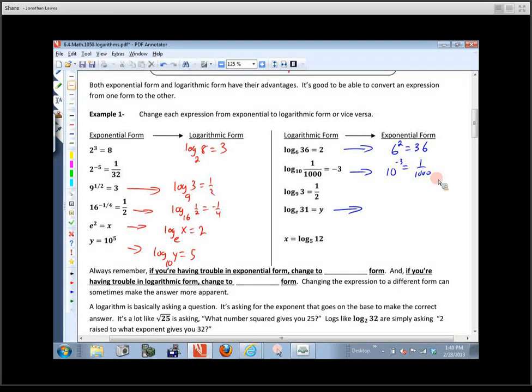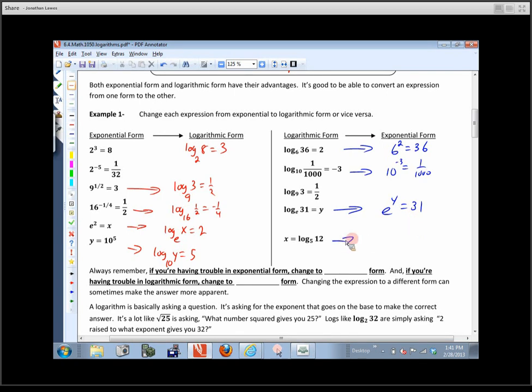Any questions there? Okay, what's the base of this exponential now? E to what power? Y equals 31. Now that doesn't make us feel any better because there's not really an answer. It's just changing from one form of the expression to a different form of the expression. So all you're asked to do here is just to change from exponential to logarithmic or logarithmic to exponential.